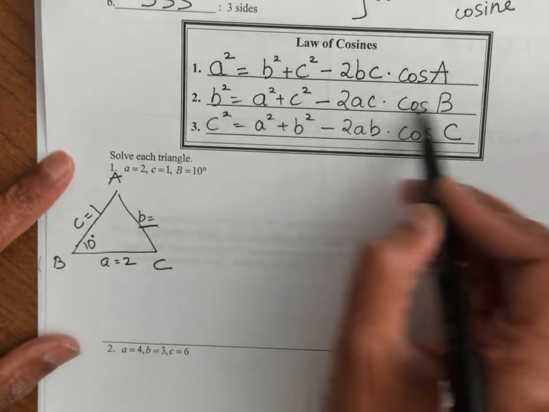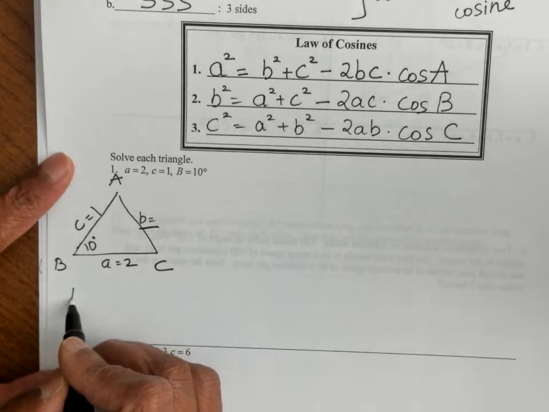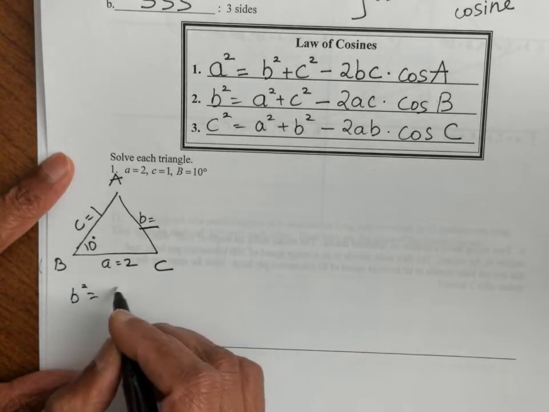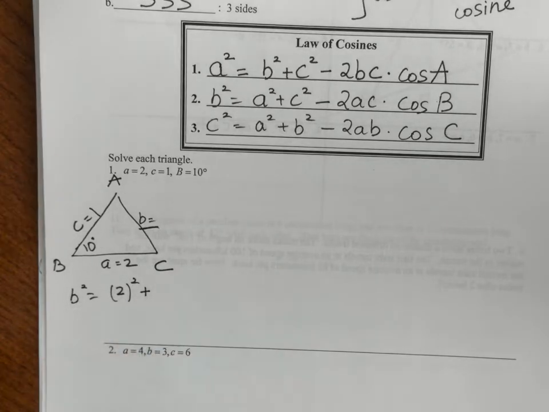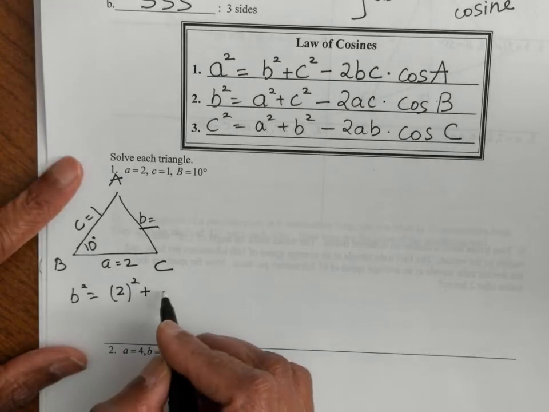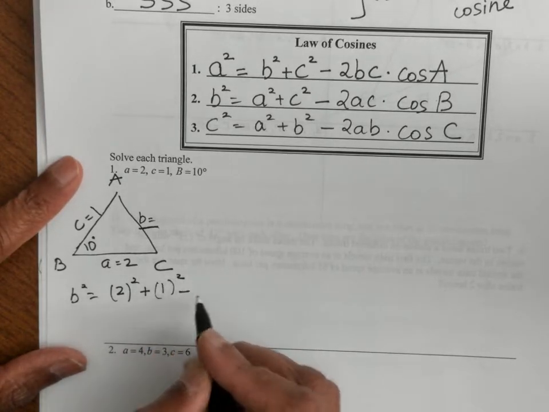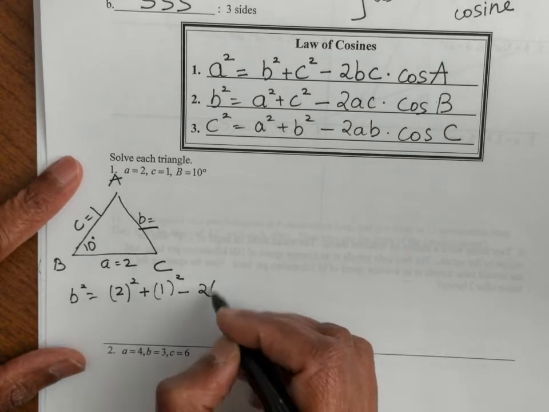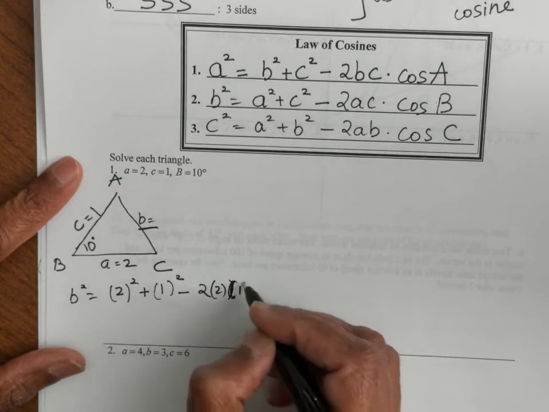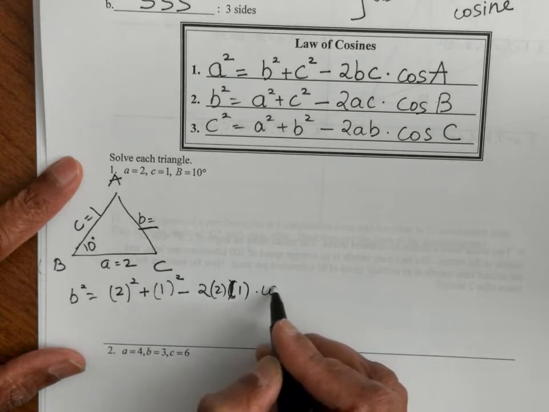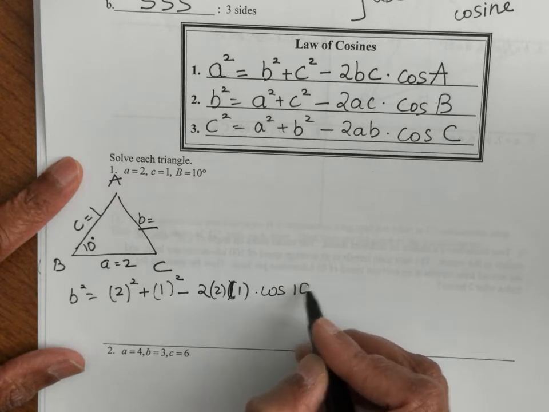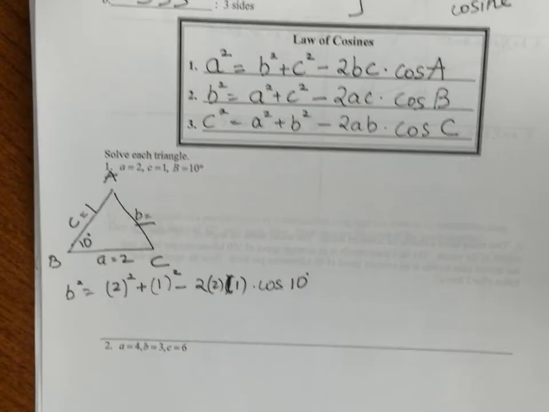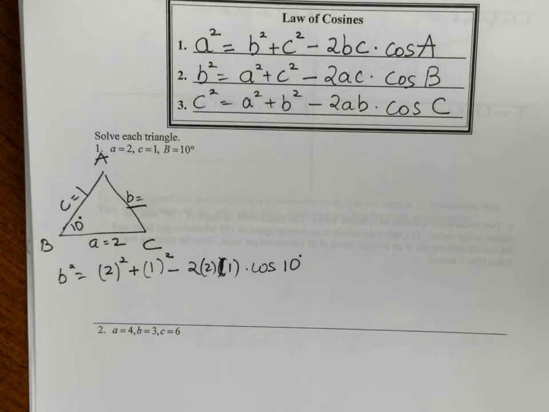So I will use the second formula, b square equals a square plus c square, so basically the squares of the other two sides, minus 2 times the two other sides multiplied by cosine of 10 degrees. Do you have to memorize this formula? No, it's given to you. The formula sheet is given to you.